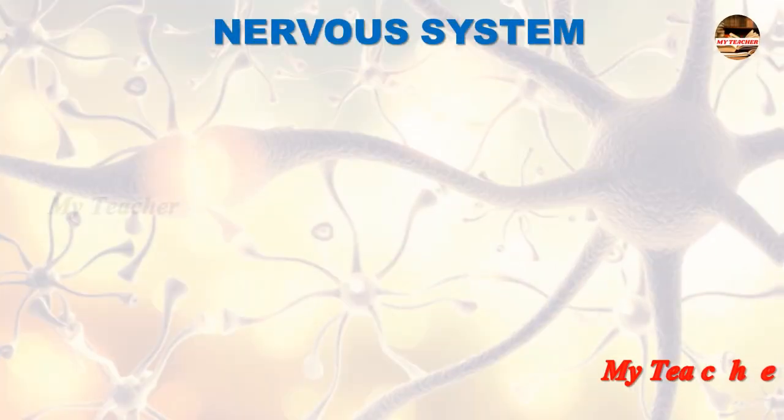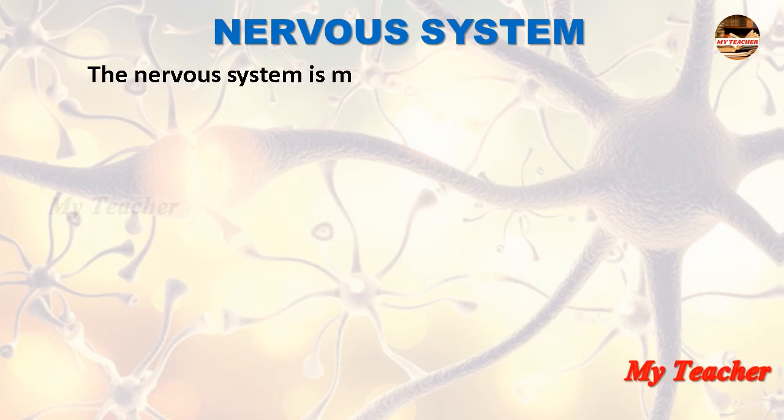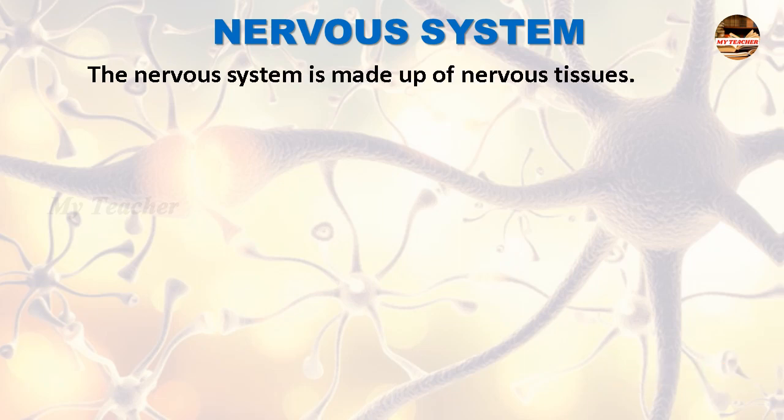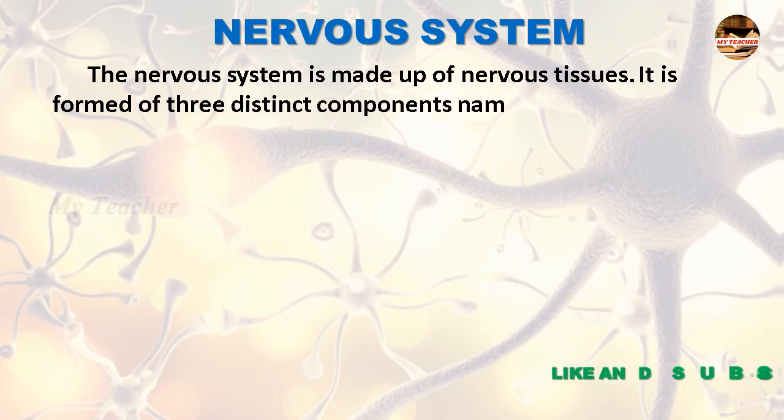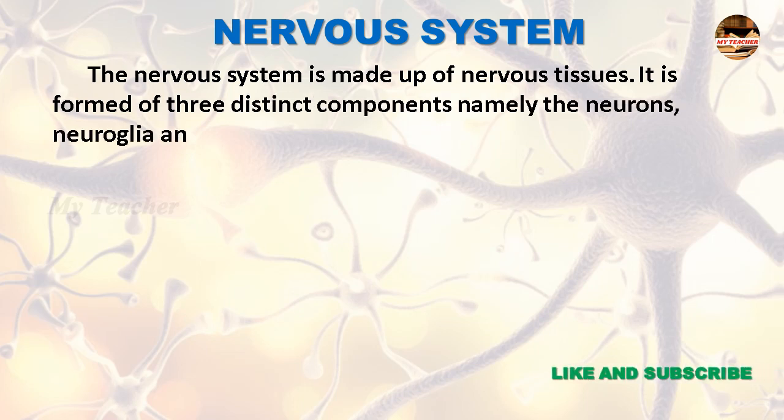Nervous system. What do you know about nervous system? The nervous system is made up of nervous tissues. It is formed of three distinct components, namely the neurons, neuroglia and nerve fibers. The nervous system is responsible for all the responses from our body.